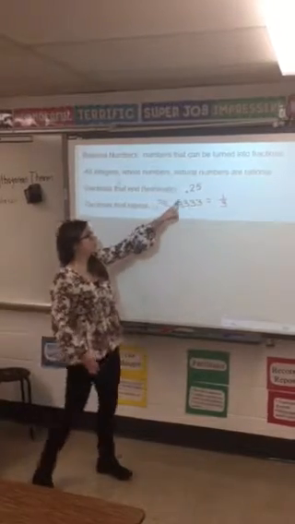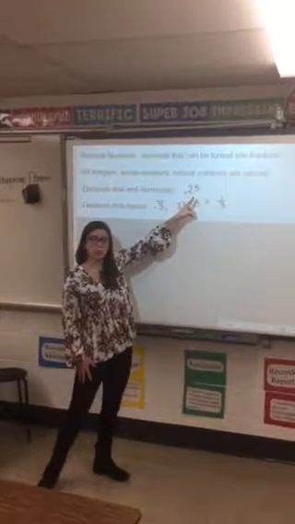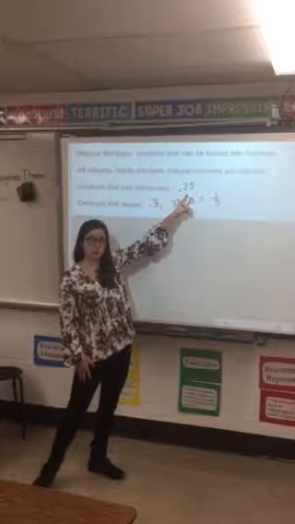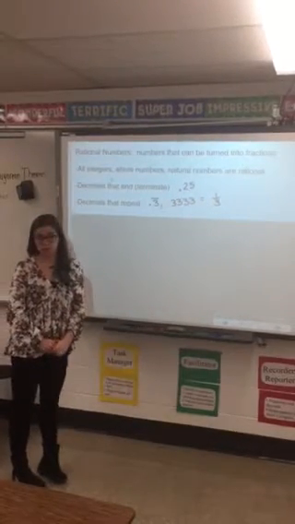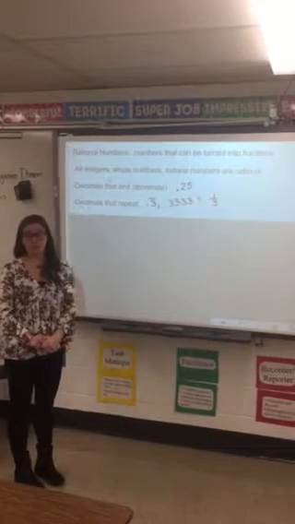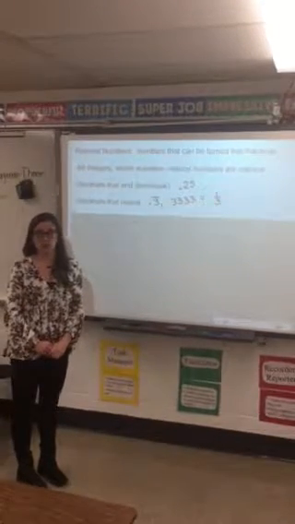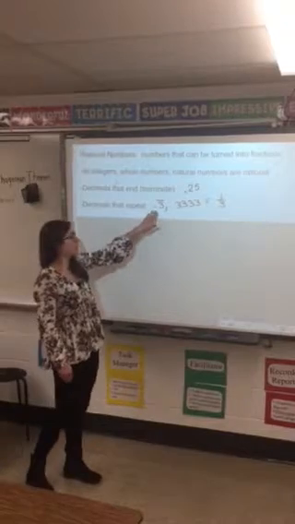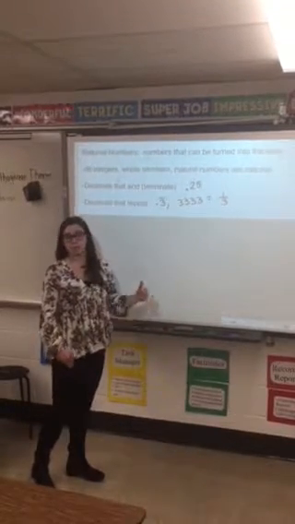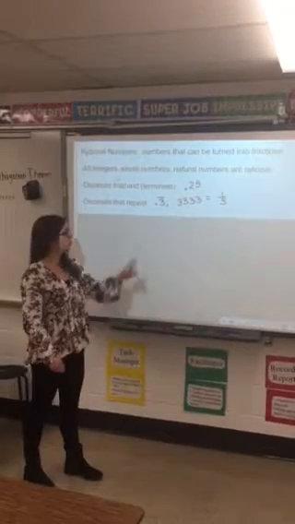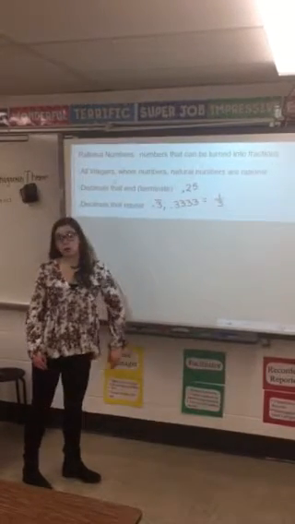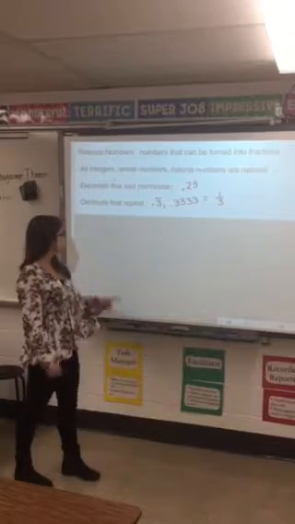For example, 0.25 is a terminating decimal. That can be turned into a fraction. So any decimal that terminates can be turned into a fraction. It is a rational number. All decimals that repeat are also rational numbers. So a decimal like 0.3 repeated, or 0.33333, can be turned into the fraction 1/3. So if you see that bar, you know that it's going to be a rational number.